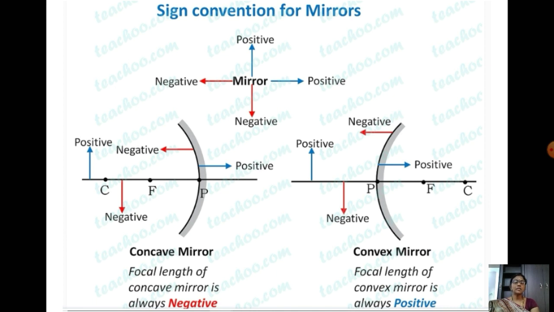In the case of convex mirror, the object is placed in front of the mirror, so the distance measured is taken to be negative. The focus and the center of curvature is formed behind the mirror, so the distance measured is taken to be positive.